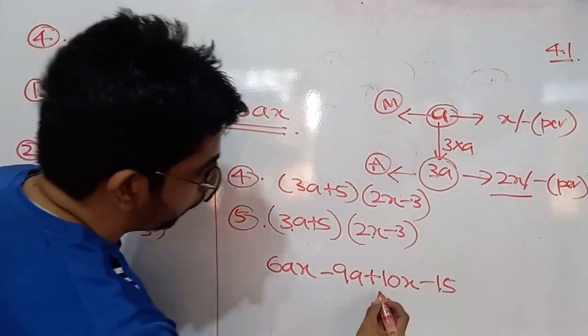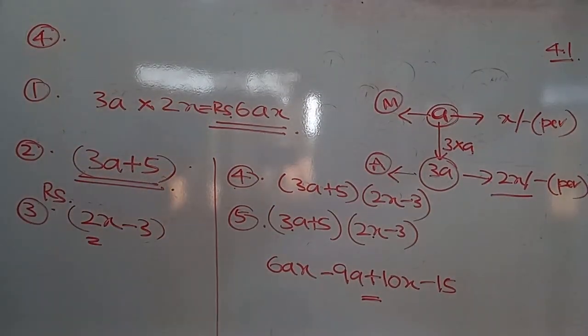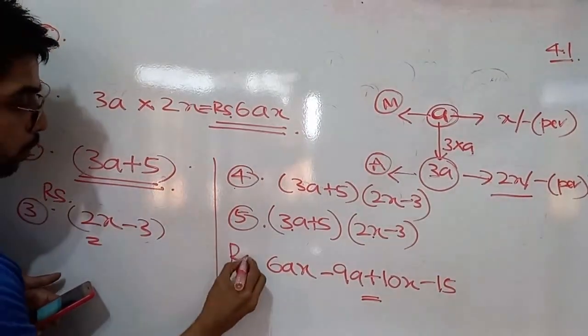So we cannot simplify this anymore. So those are the answers for question number 4. And this should be what? Rupees.